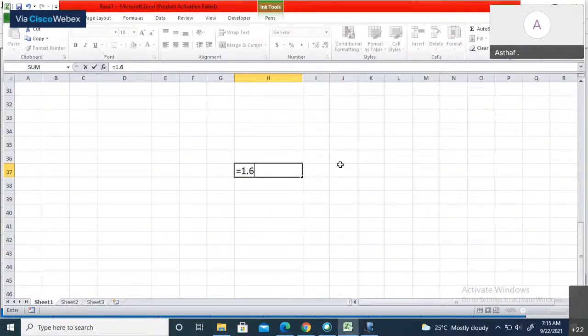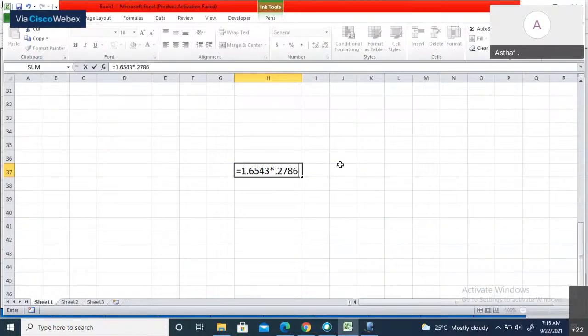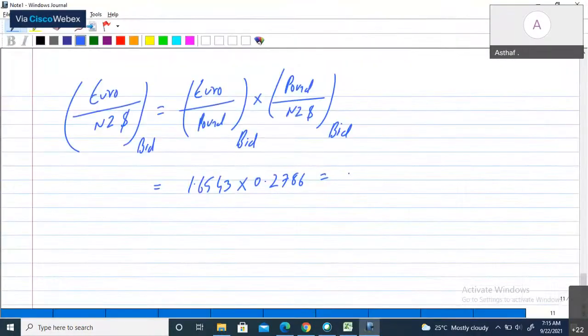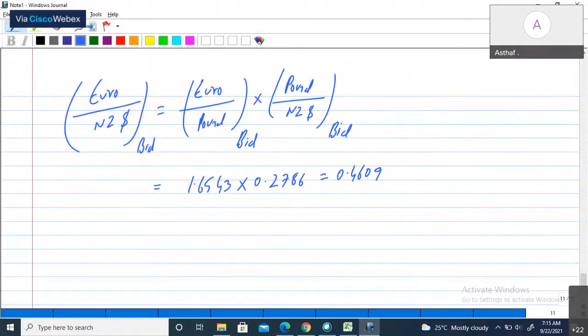1.6543 into 0.278. 0.2786. You'll get the answer. 0.409 or 8. Now what is the next step?